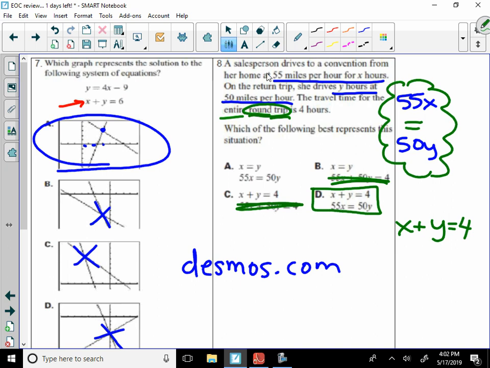Now, respond back to this text message. Respond back with any sort of questions. Maybe you can go ahead and try review number 4, like flip to the next page and try review number 4. If you want the answers to those, send me a text. I'll be happy to answer whatever I can for you.